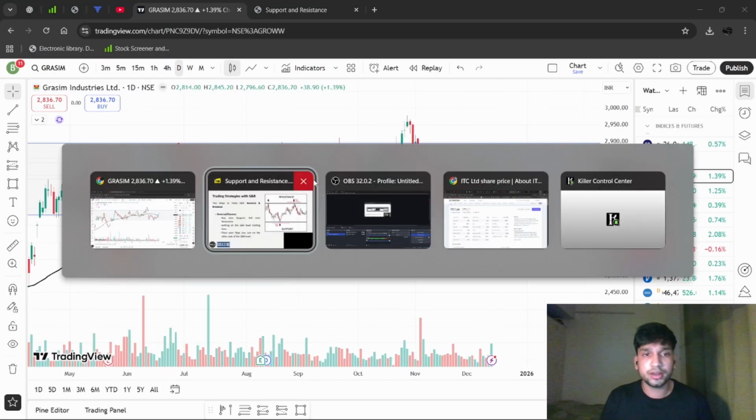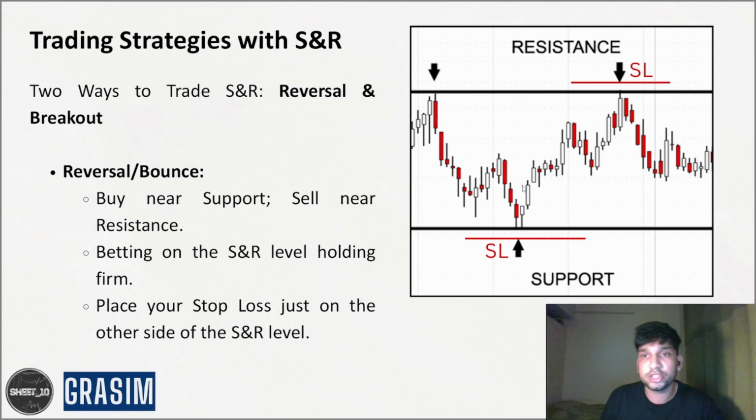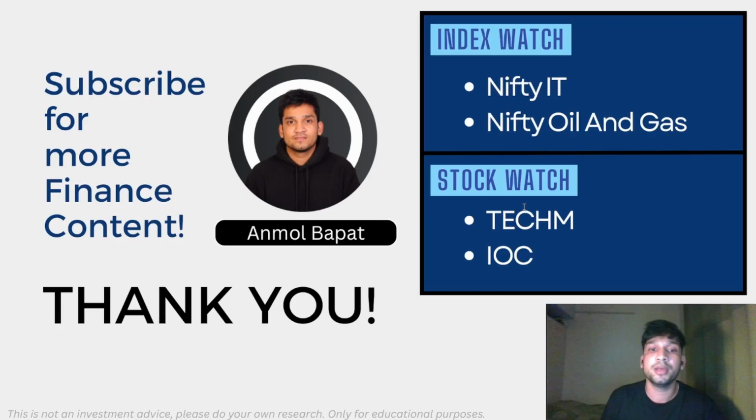Also, one more thing: it is important to use support and resistance with candlestick patterns. We'll see more candlestick patterns in the coming videos, but here you can see a hammer candlestick forming. This is a bullish candlestick, and it is very helpful if you use it with support and resistance. There is a high chance that it will play out in your favor. Okay, so that was it. This was a video on support and resistance.